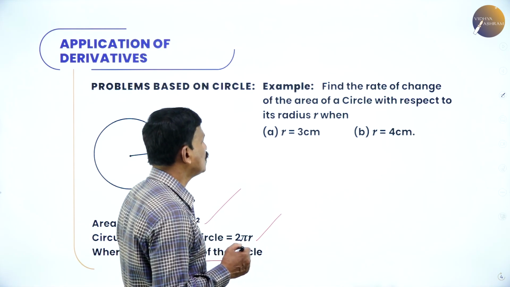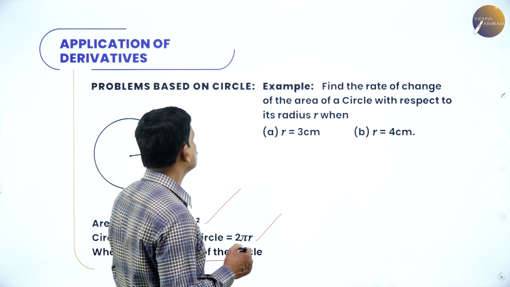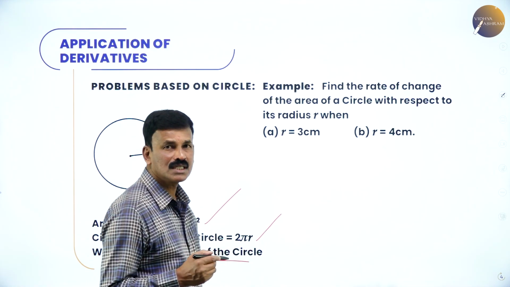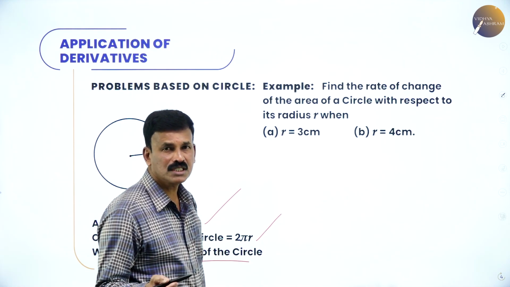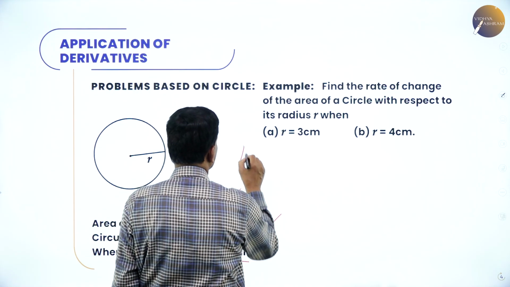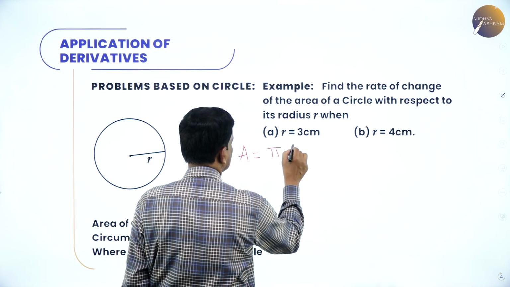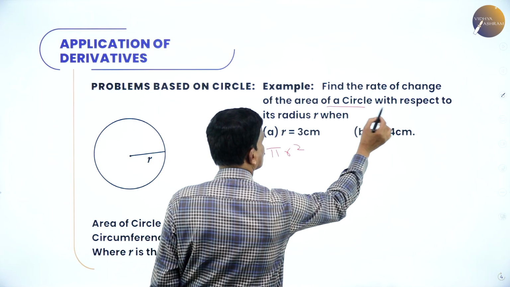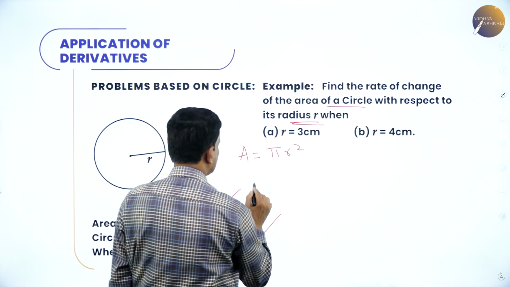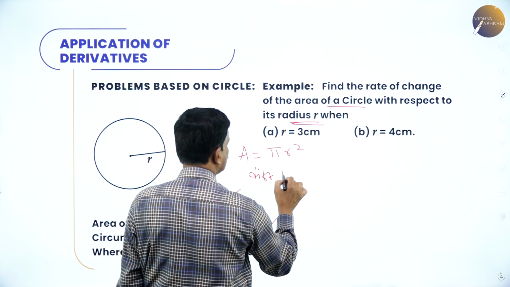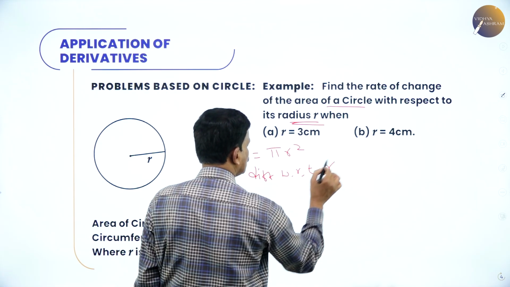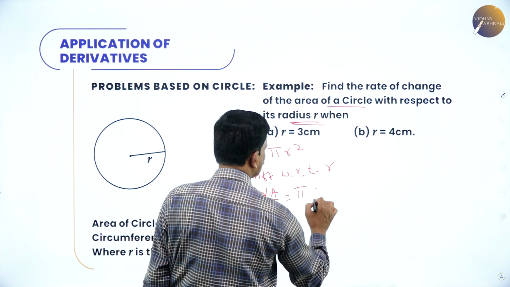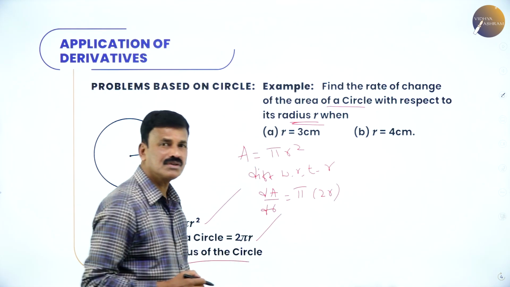Based on this, here is a problem. Find the rate of change of area of a circle with respect to the radius r when r is equal to 3 centimeters and r is equal to 4 centimeters. Now, we know the area of a circle is pi r square. With respect to radius means differentiate with respect to the radius r. Then we will get dA by dr is equal to pi into differentiation of r square, which is 2r.